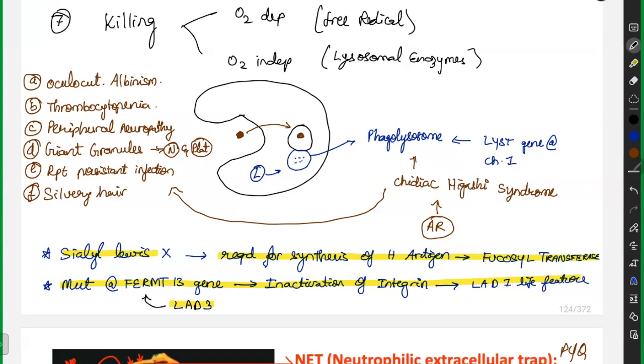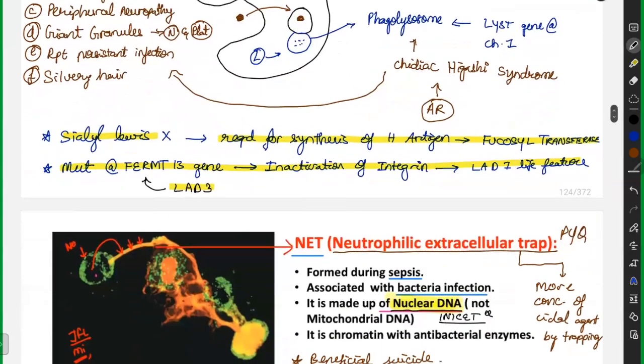Mutation in the FERMT3 gene leads to inactivation of integrin, and LAD1-like features will be there. This is called LAD3.